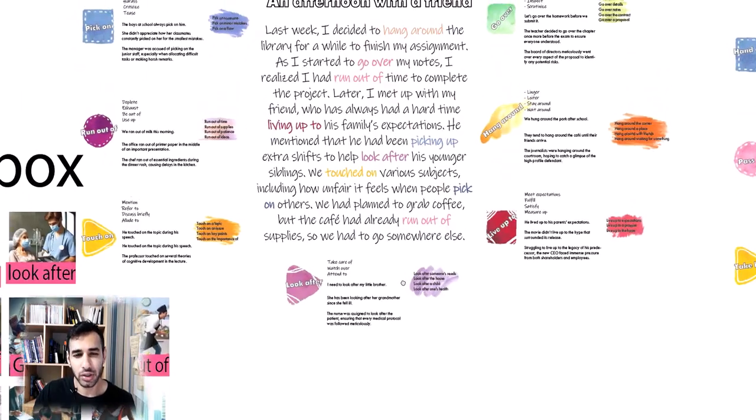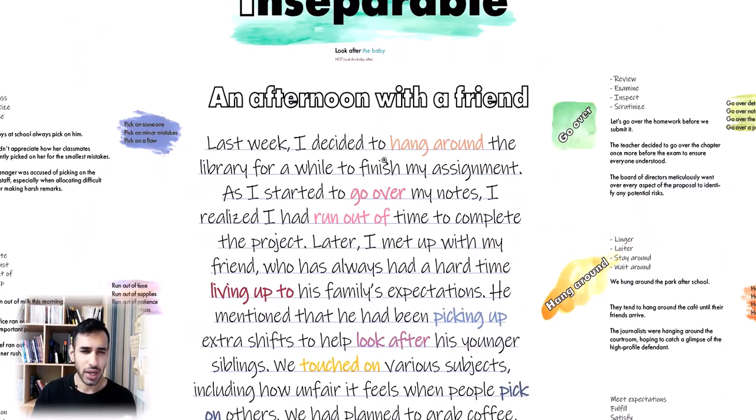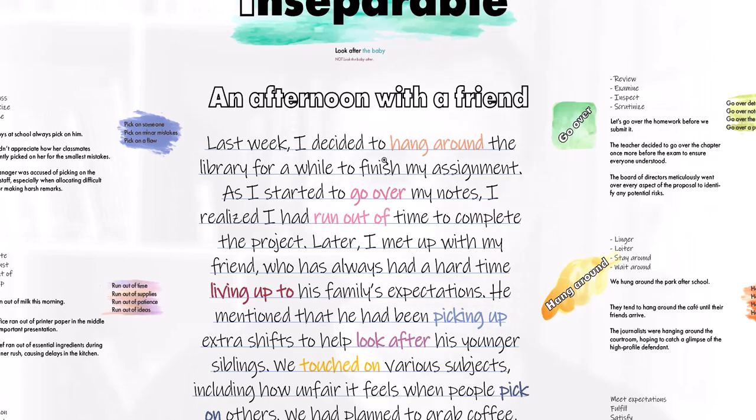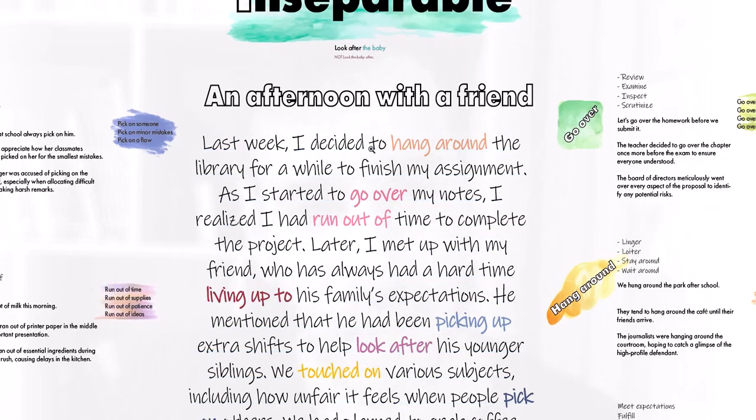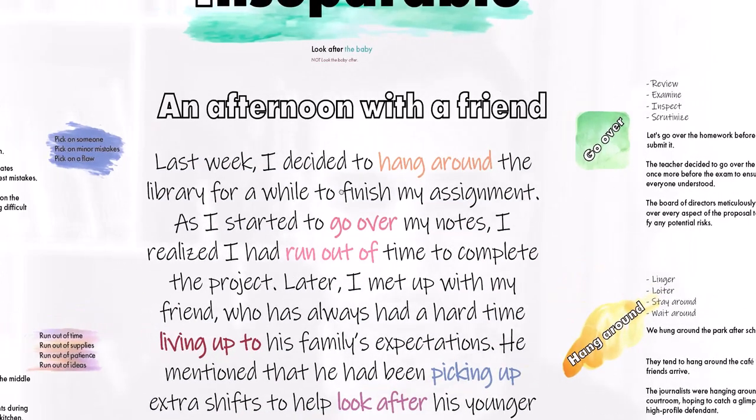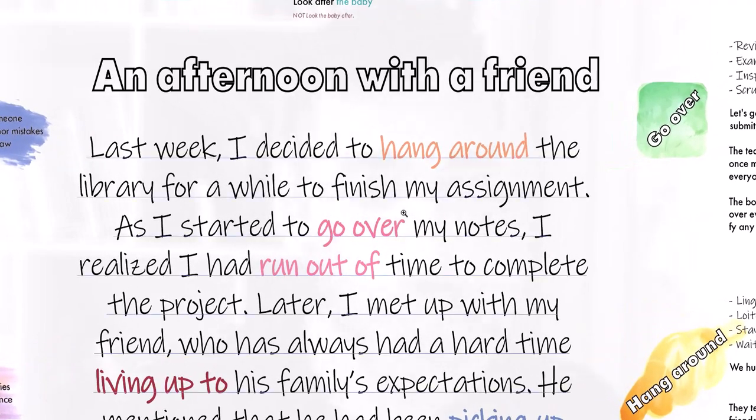And then we are going to read a story, a short text, in which we can review all the phrasal verbs that we have learned in this video. An afternoon with a friend. Last week, I decided to hang around, stay around, wait around the library for a while to finish my assignment. As I started to go over my notes, examine, review my notes, I realized that I had run out of time. I was out of time to complete the project.